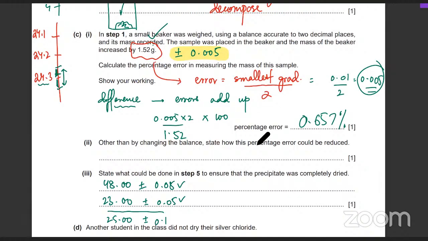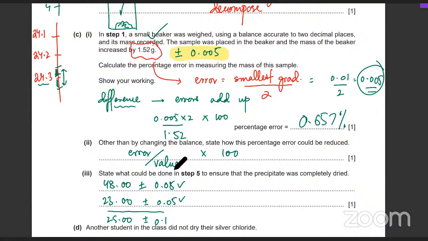Okay, so moving on. That's the answer for the percentage error. Now, other than by changing the balance, how could the percentage error be reduced? So how can you reduce the percentage error? What is the formula of this? It's error over the actual value multiplied by 100, right? Sir, increase the actual value. Increasing the mass. Okay, so there are two ways of doing that, right? Either you can change this or you can change this.